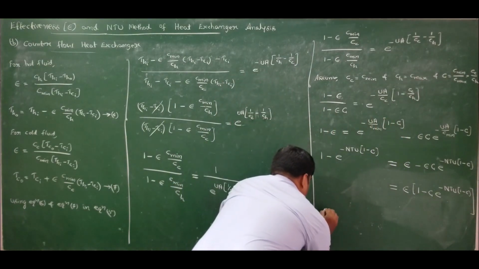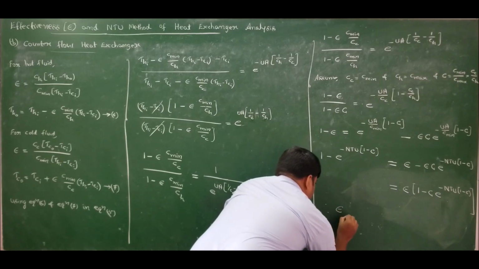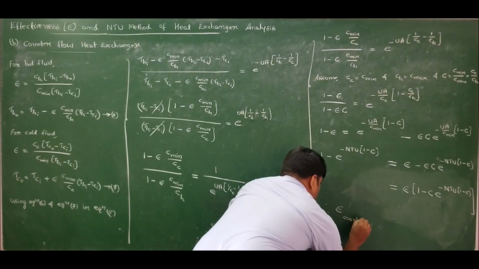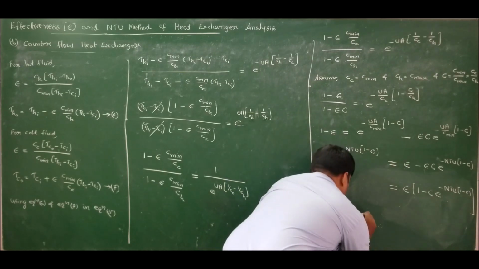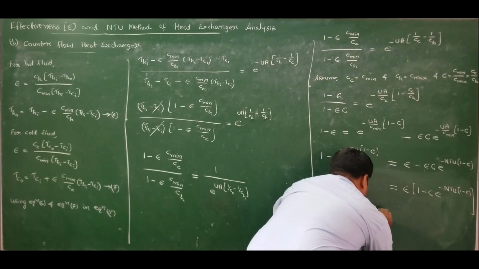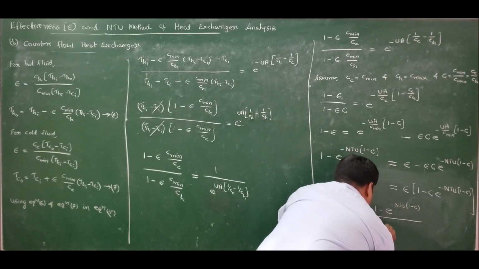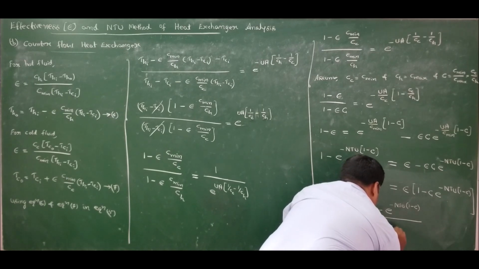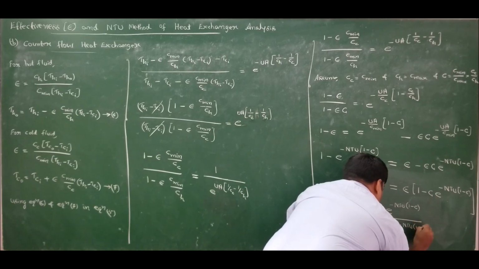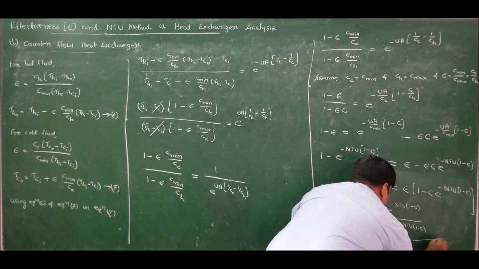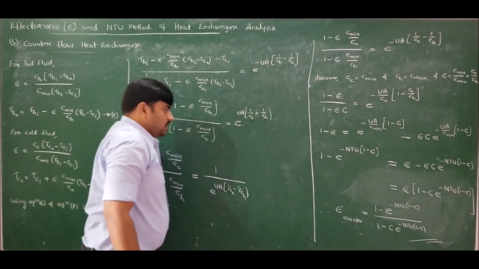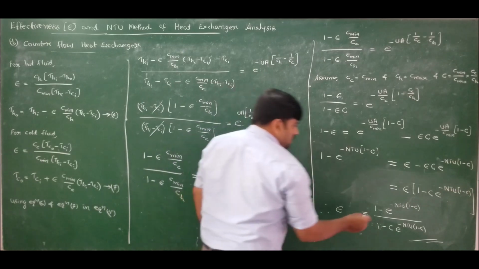So therefore I end up with effectiveness for counterflow as 1 minus e to the power of minus NTU of 1 minus C, whole divided by 1 minus C into e to the power of minus NTU of 1 minus C. So this is the required equation for effectiveness for counterflow heat exchanger.